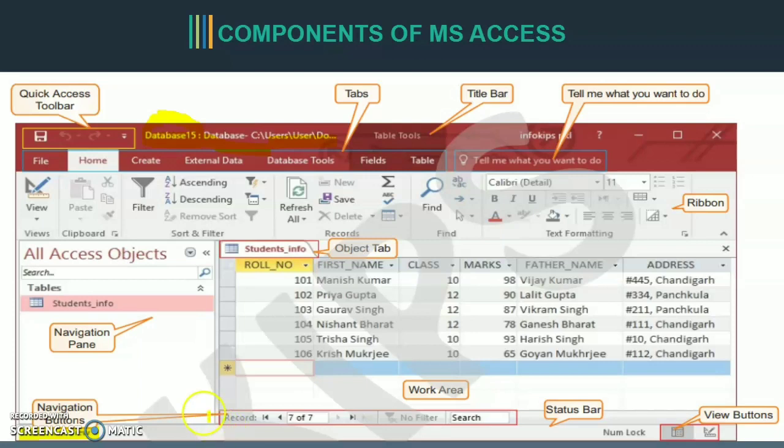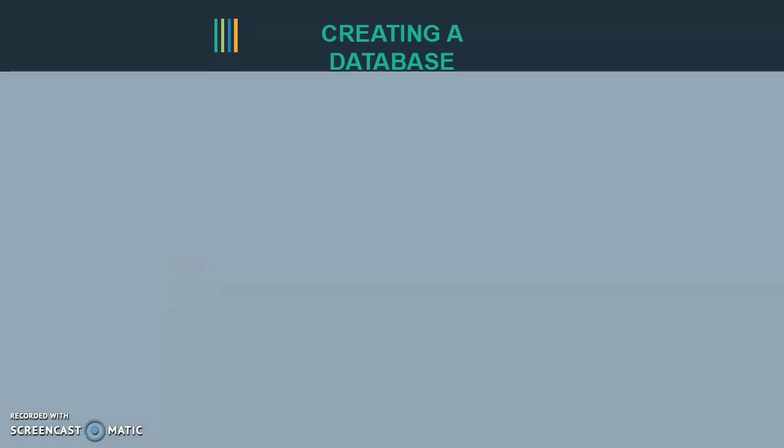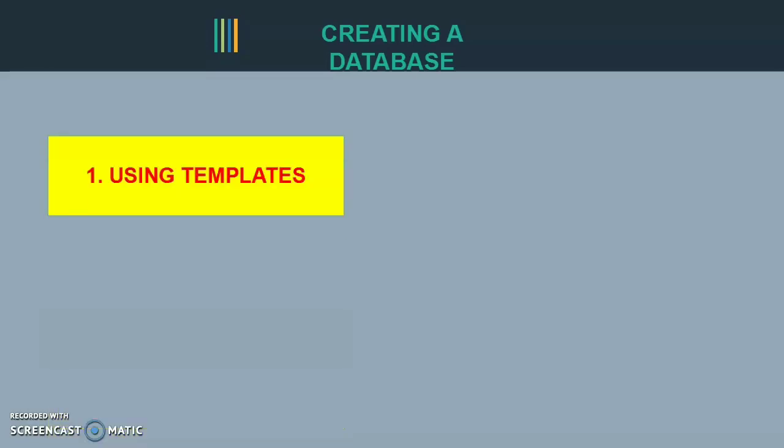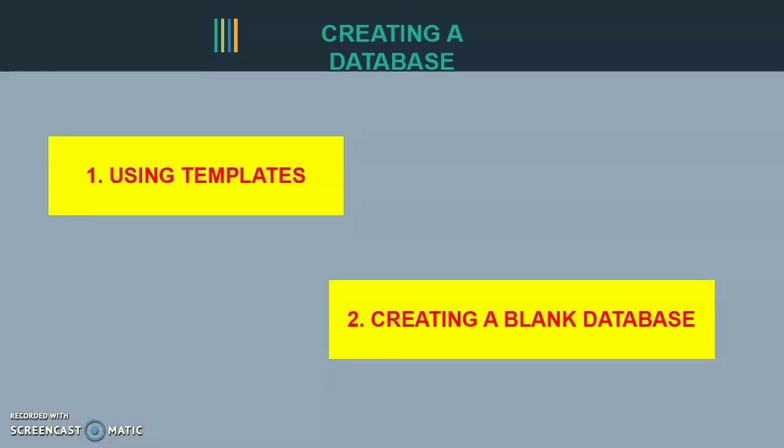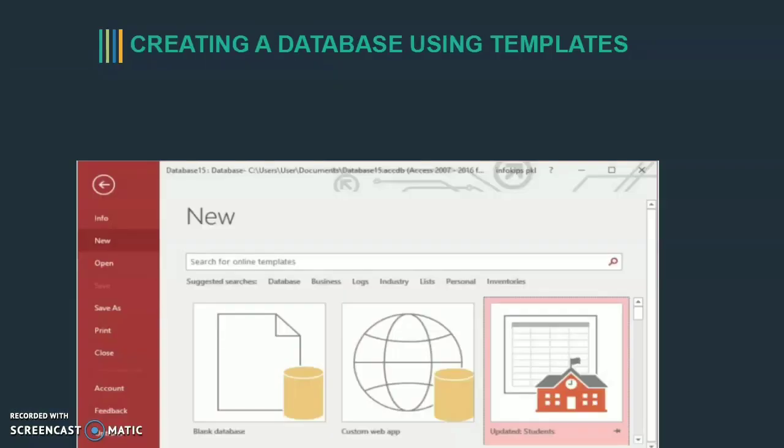Now see how to create a database. Students, now we will see how to create a database. There are 2 ways to create a database. The first one is using templates and the second one is creating a blank database. The easiest way to create a database is by using a template. Now you may think, what exactly is this template, right? So a template is a ready-to-use database.